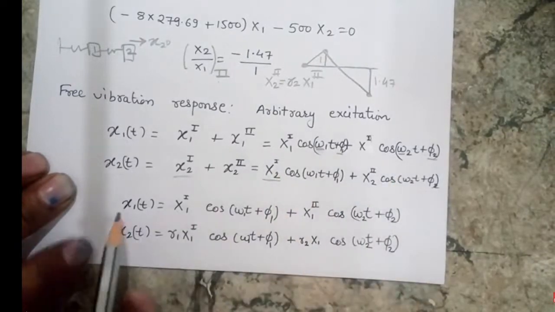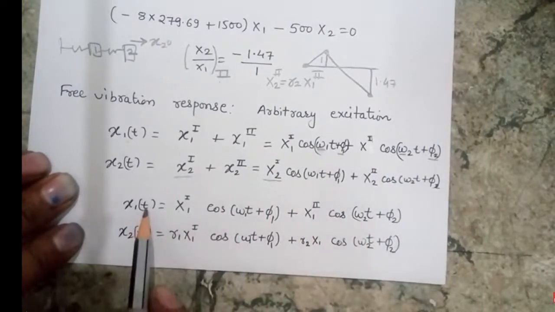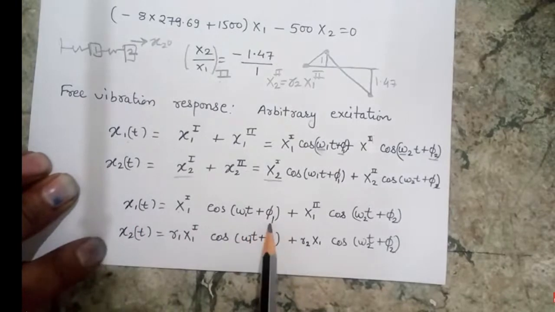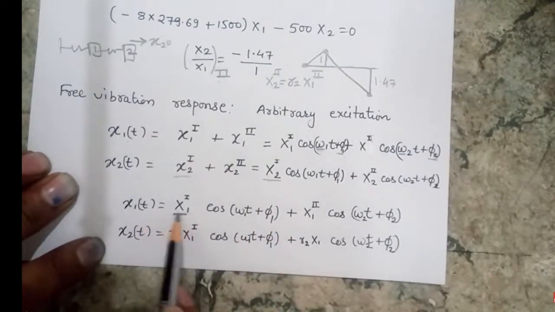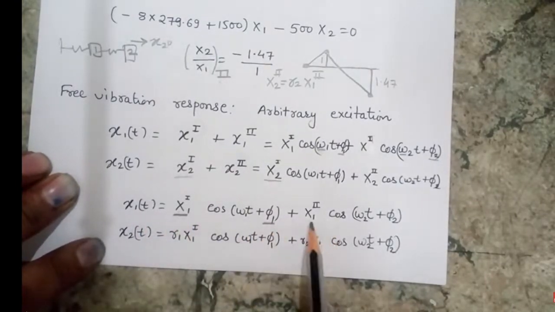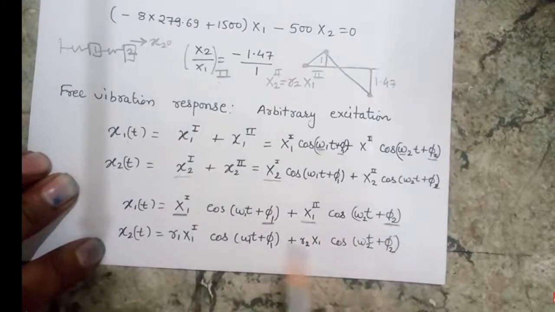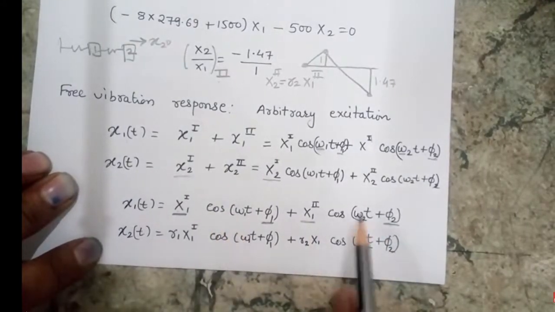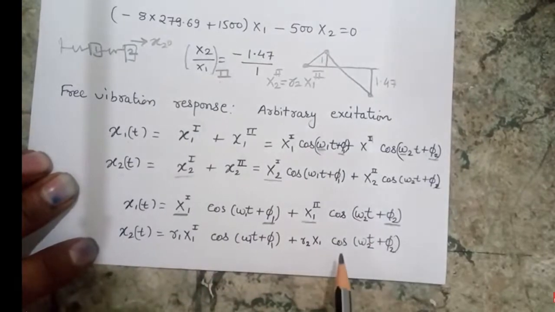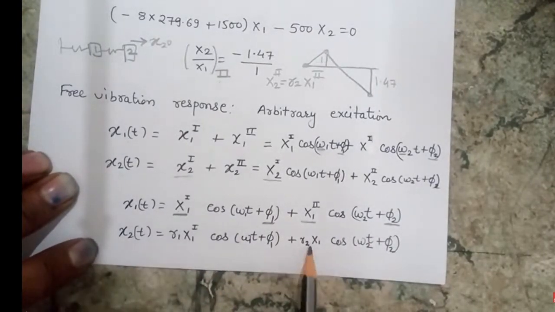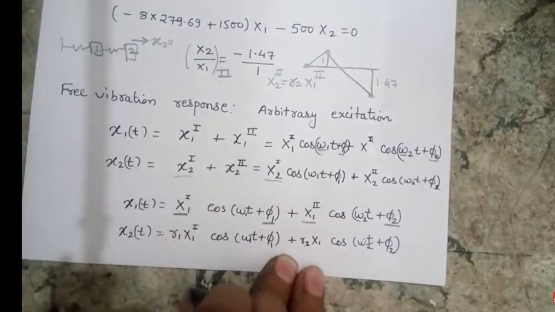By replacing x2 for the first mode and x2 for the second mode, I have these two equations, and in these equations I can see that there are four unknowns: 1, 2, 3 and 4. The remaining terms, omega 1 and omega 2, I have already calculated. R1 and R2 are also already calculated. These two are nothing but the ratios of the two displacements corresponding to the two different normal modes.